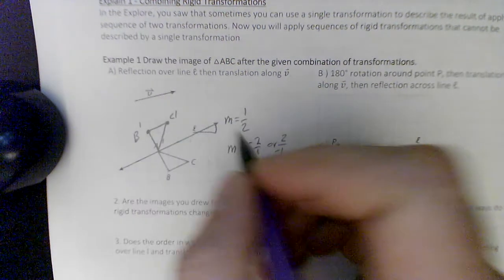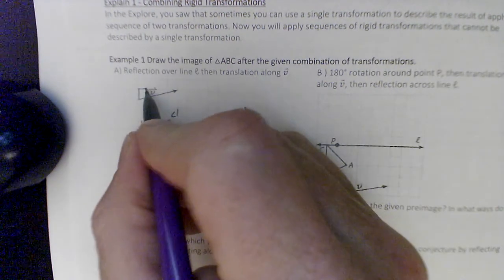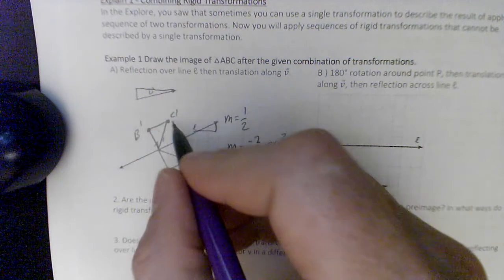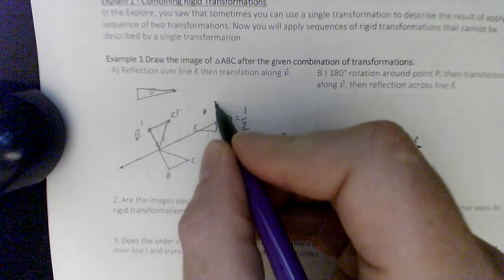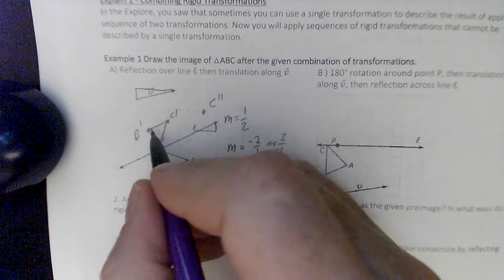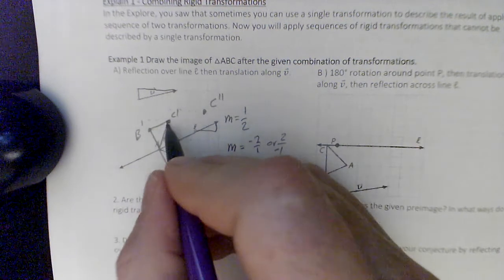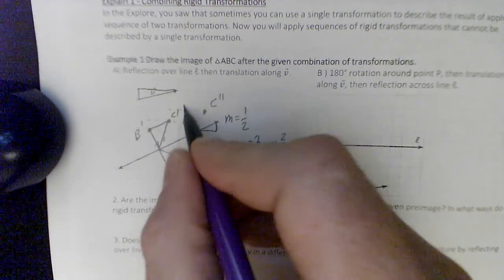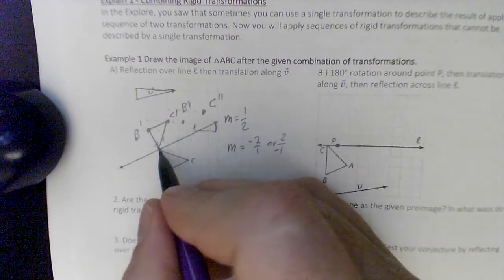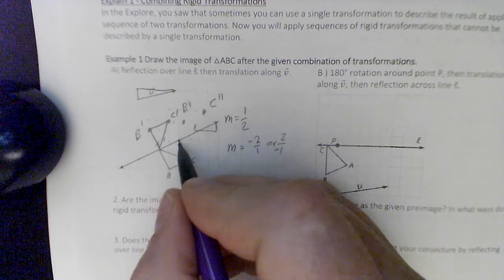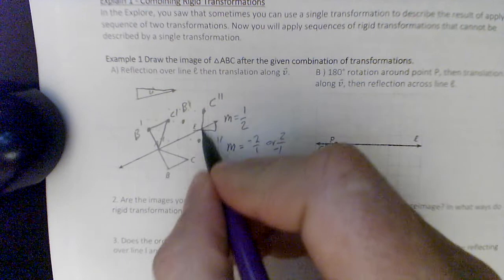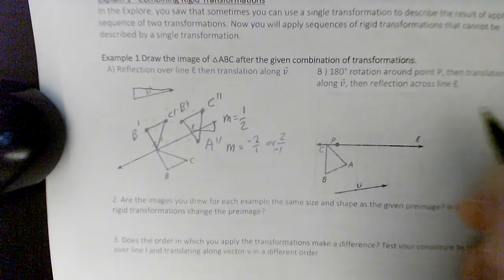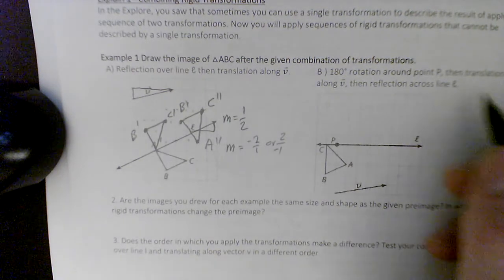So we're going to call this B prime, A prime. Everything slides up 1 and over 1, 2, 3, 4. So the C goes up 1 and over 1, 2, 3, 4. We'd call that C prime prime. B goes up 1, 1, 2, 3, 4. We're going to call that B prime prime. And A goes up 1 and 1, 2, 3, 4. We're going to call that A prime prime. And there's our final location. That is a reflection and a translation. And we're going to practice this.